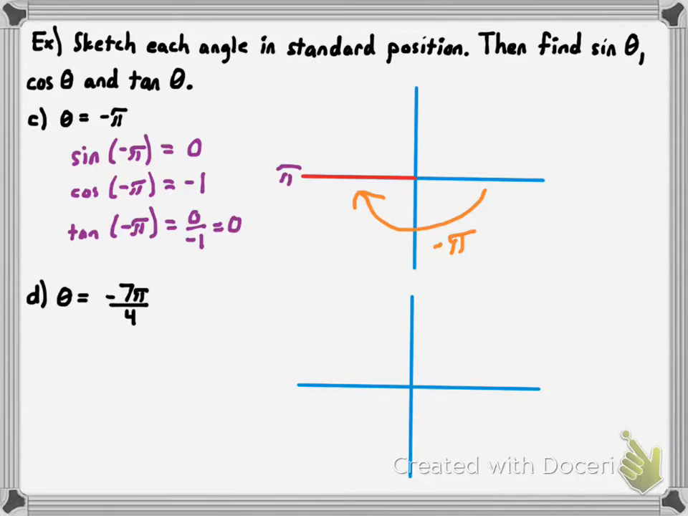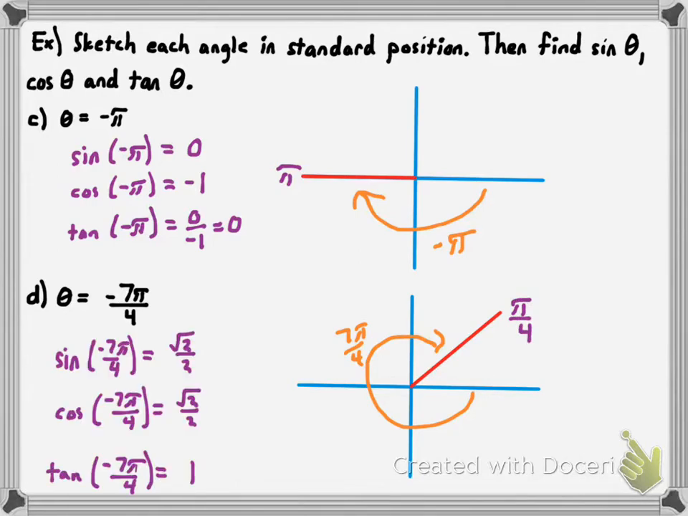Now for negative 7 pi over 4, think about where positive 7 pi over 4 is located, right here. And then just reflect that in the x-axis again. So there's negative 7 pi over 4. And you ought to be able to see that that is coterminal with positive pi over 4. And so that's how you'll find its sine and cosine and tangent values, which are these here, and I trust you can find those using the unit circle again.